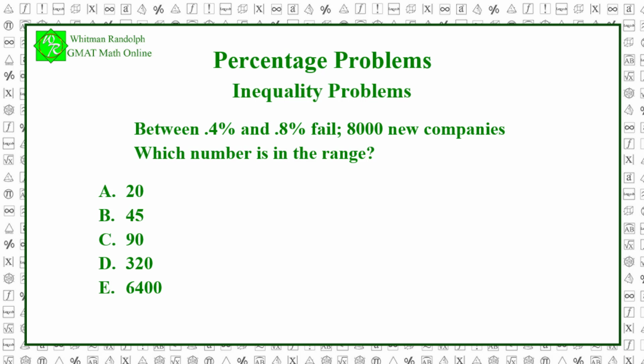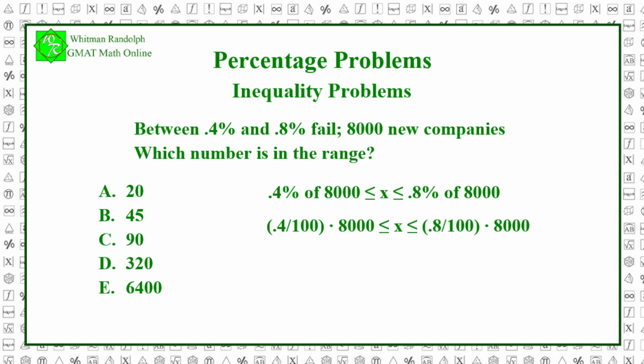Let x equal the number of new companies that failed in their first month. We start with this inequality. X is greater than or equal to 0.4% of 8,000 and less than or equal to 0.8% of 8,000. Therefore, x is greater than or equal to 0.4 divided by 100 times 8,000, and less than or equal to 0.8 divided by 100 times 8,000.